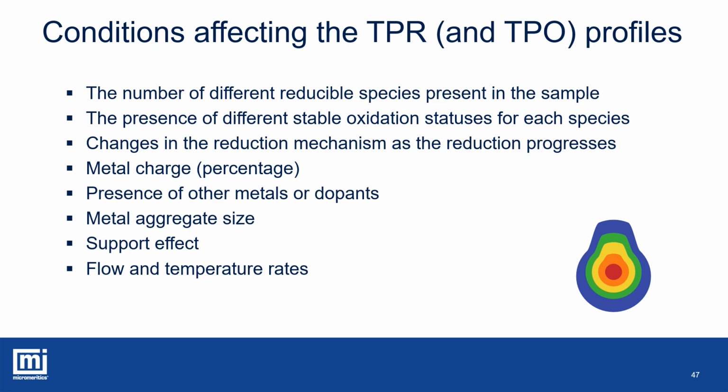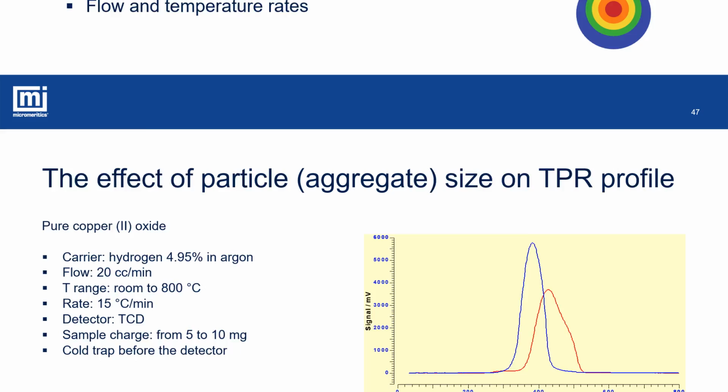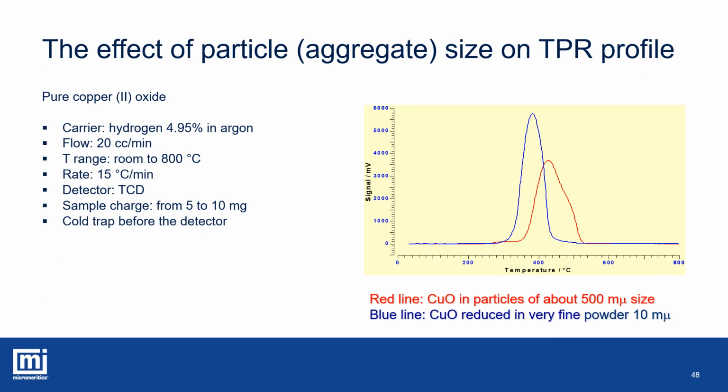Metal particle size affects the TPR spectrum. To have clearer evidence in this profile, we ran a TPR on copper 2 oxide with different particle sizes. The red line is relevant to small particles of about 500 microns, while the blue represents the same material but with particles of about 10 microns. In supported catalysts, usually higher metal charges lead to larger metal aggregates, and the TPR profile can put in evidence this fact.